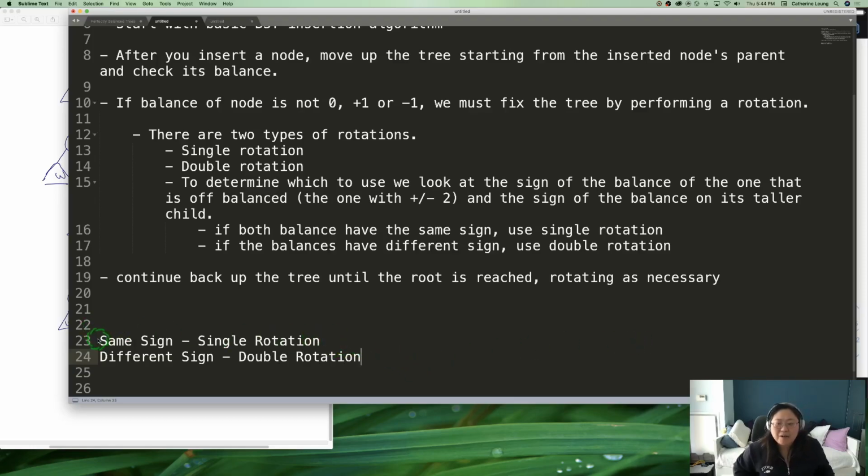Now, how do you remember it? Well, same starts with S, so does single. Different starts with D, so does double. So if the signs are the same, single rotation. If the signs are different, double rotation. SSDD, right? So they go together.